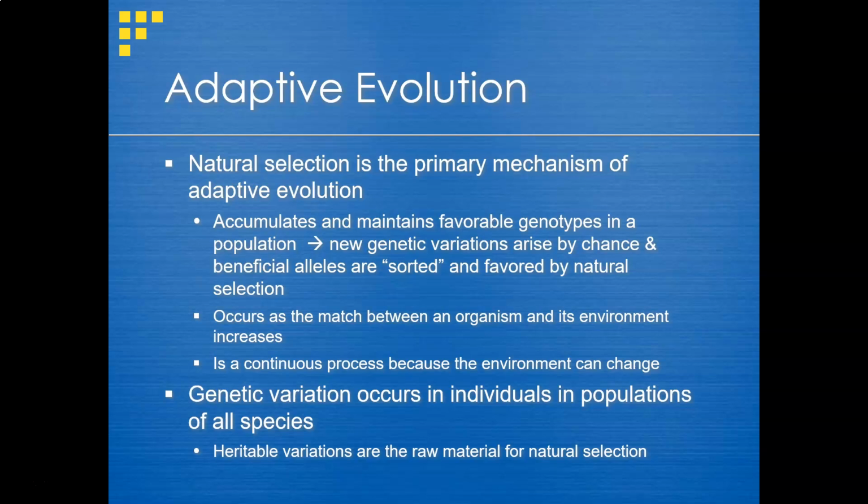So over successive generations, we should be accumulating and maintaining favorable genotypes based on the characteristics of the environment that are present. As new genetic variations arise, either by chance, mutation, those things will also then get sorted and favored by natural selection. So it really is increasing that match between that population of organisms and their environment. And it's a continual process. That environment rarely stays stagnant forever. So as that environment changes over time, then those allele frequencies should shift to match that.